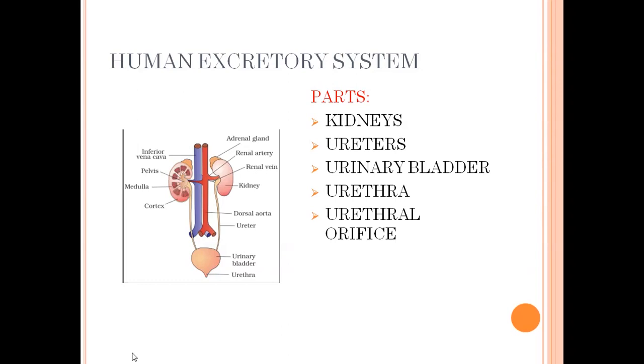There are a pair of ureters. There is a sac-like structure which we call the urinary bladder, and a short tubular structure called the urethra which opens out through the body by the urethral orifice.